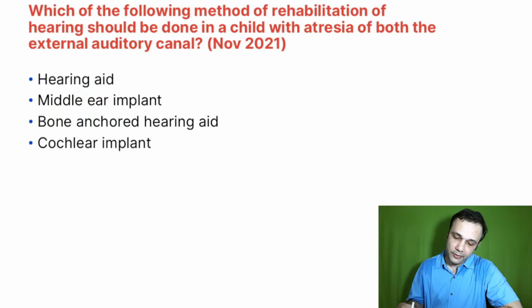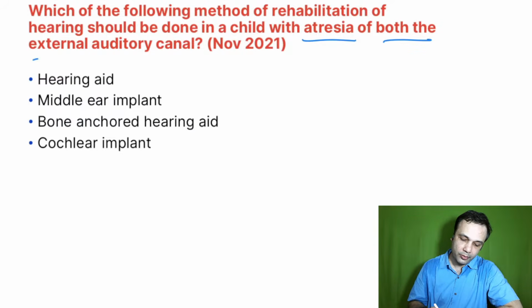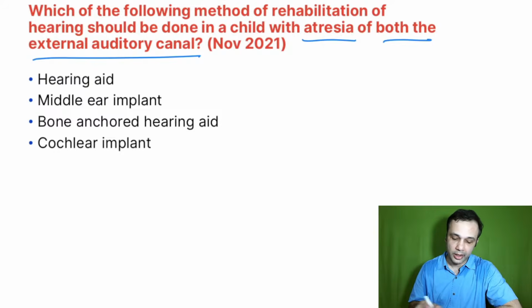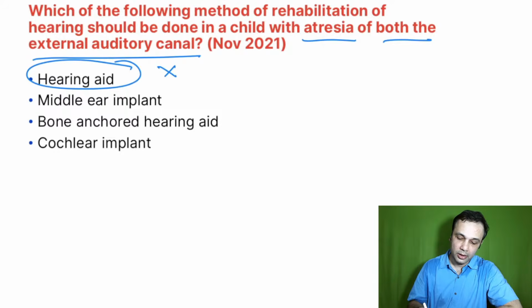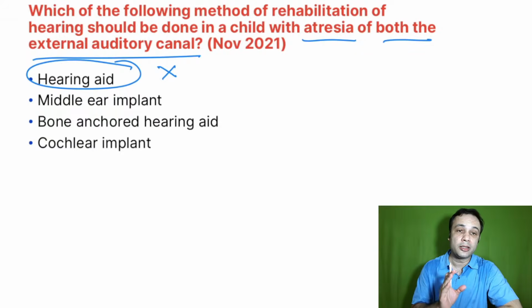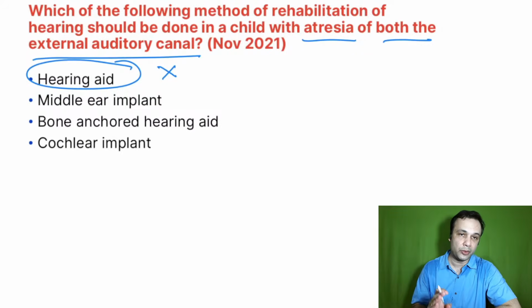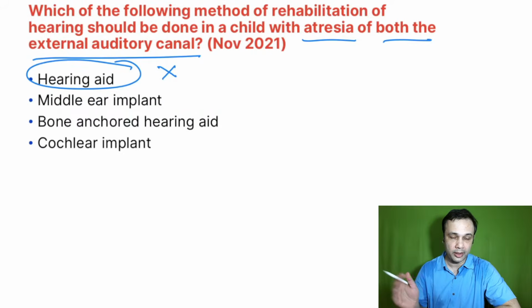Okay, which of the following methods of rehabilitation of hearing should be done in a child with atresia of both the external auditory canals? Can you use a hearing aid? No, there is no external auditory canal. How will you use a hearing aid? Definitely, a hearing aid is an option for patients who have moderate to severe degrees of sensory neural hearing loss, unilateral or bilateral. You can use a hearing aid.